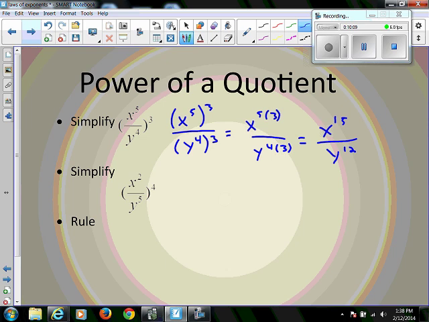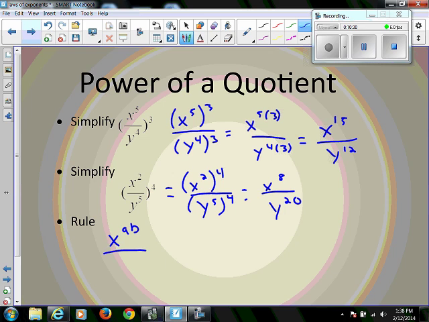X squared to the 4th power, y to the 5th, raised to the 4th power. We are going to multiply my exponents. Look at the rule. Raise everything inside to the exponent that is outside. You try these two on your own.